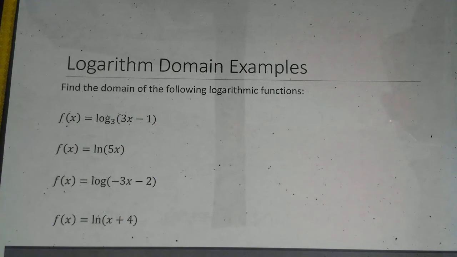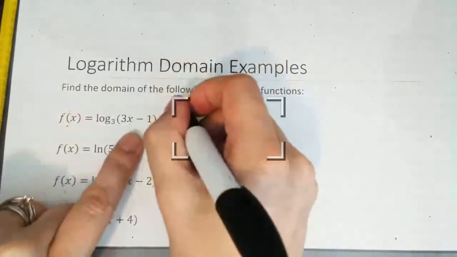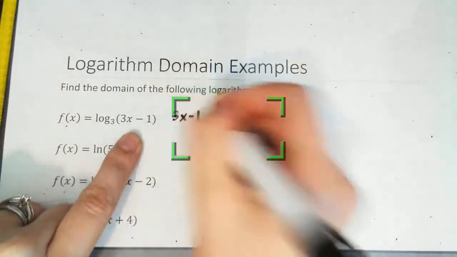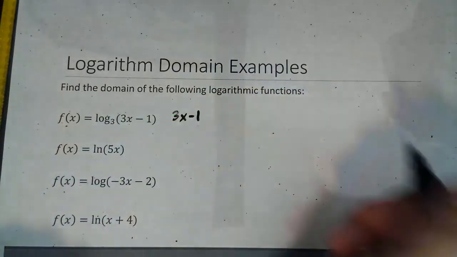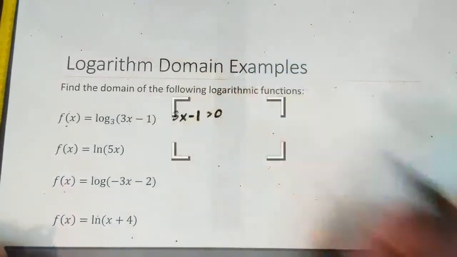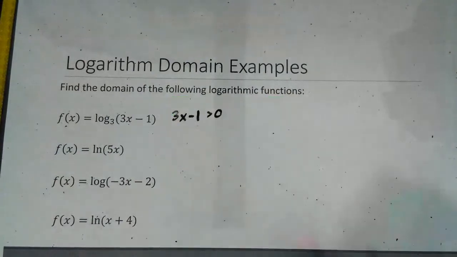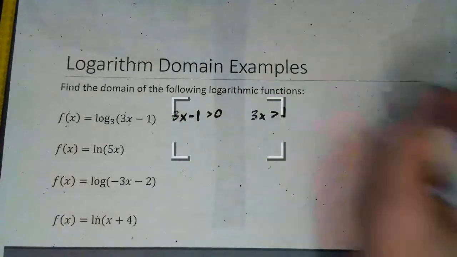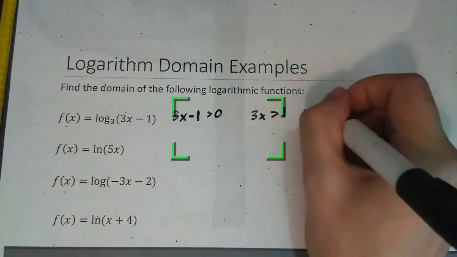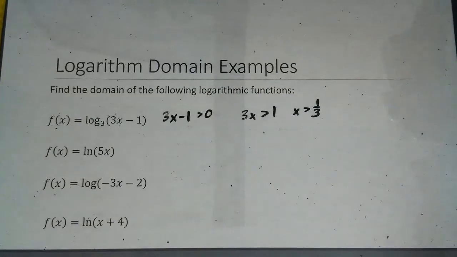So first up, we have log base 3 of 3x minus 1. We need the argument, the 3x minus 1, to be positive. Think about how we say that mathematically. Greater than 0. I want to solve this for x. So I can add the 1 over, giving me 3x is greater than 1. If I divide by 3, I get x is greater than 1/3. So if I want to plug an x value into this logarithm, it has to be greater than 1/3.